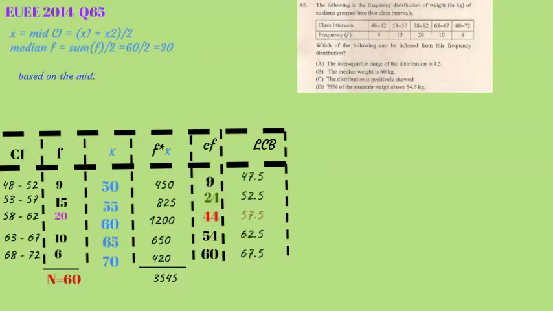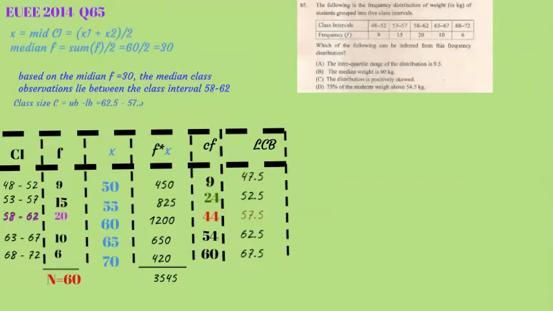Okay, next, based on the median frequency of 30, let's find the median class observation. It lies between the class interval of 58 and 62. The class size of this observation is going to be the upper bound minus the lower bound, which is 62.5 minus 57.5, which is 5. And the cumulative frequency of the class preceding the median class is 24.